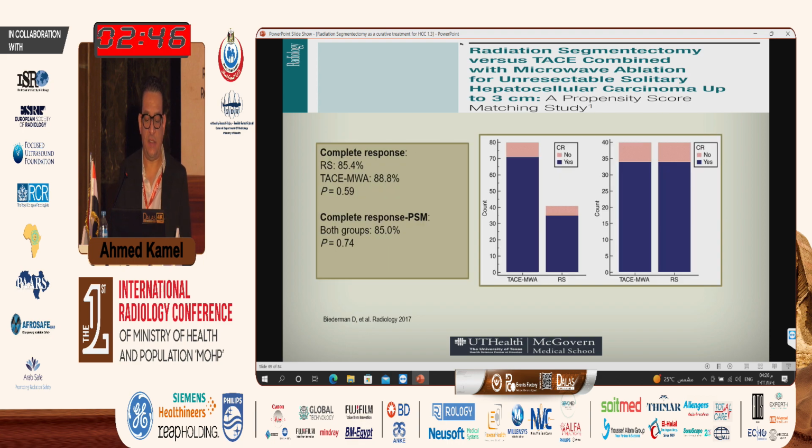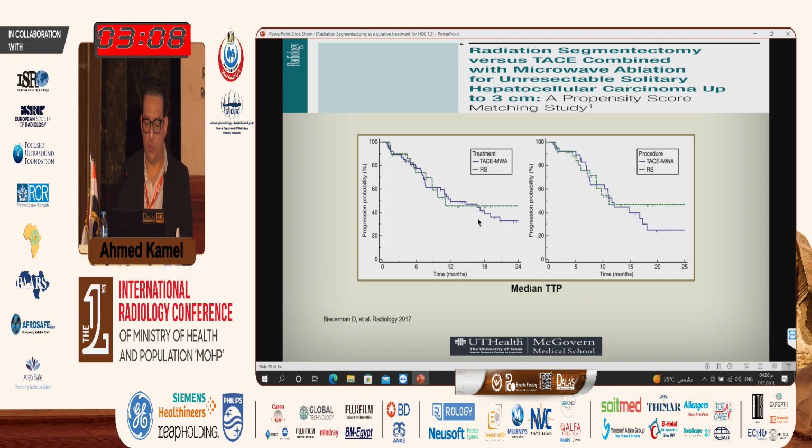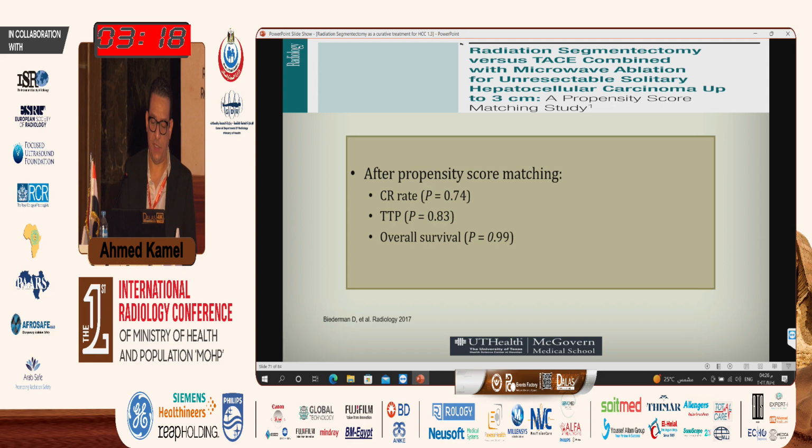And the results showed that if you don't match them, they're actually the same because the p-value is not significant. So it was 85 versus 88%. If you match them, which is the PSM, propensity score matching, these patients are again exactly the same, 85%. So radiation segmentectomy gives you exactly the same results as microwave ablation based on this study. Again, this includes both the progression-free survival as well as the overall survival. And again, p-values are not significantly different whether you do it without or with propensity score matching. Overall survival was also similar. The p-value is not statistically significant.